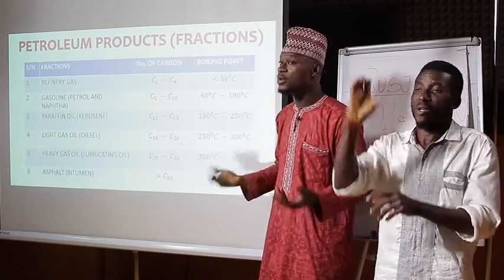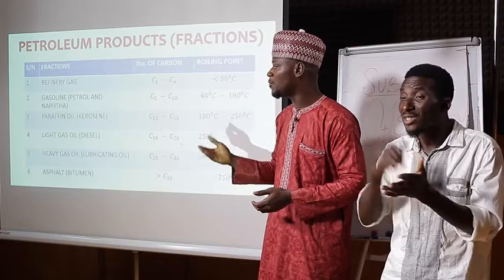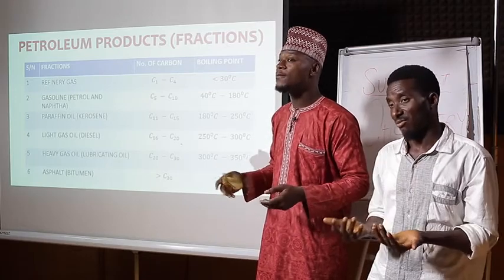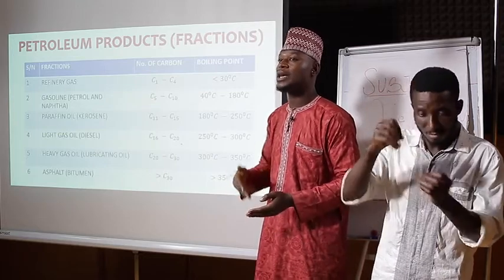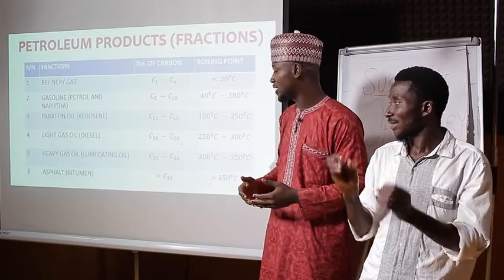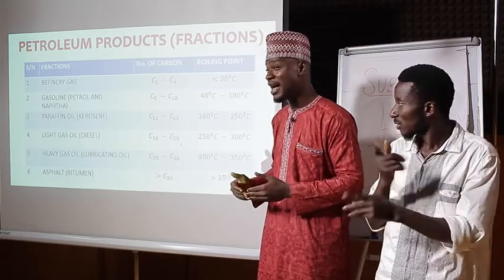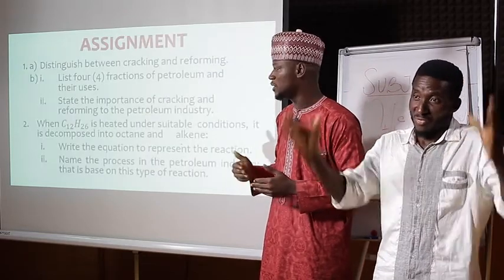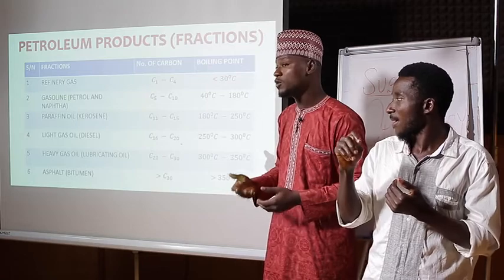Then the second fraction is the petrol that we use for our generators and our cars. It has carbon from 5 to 10, and it is used for our cars and for our generators. Then we have kerosene as another fraction. This kerosene is used for our lanterns as well as our stoves. We have the light gas oil, which is called diesel. This diesel is collected within the temperature of 250 degrees Celsius to 300 degrees Celsius, and it is used for our buses, trains, and so on. Heavy vehicles use it. And then finally, we have the bitumen and the lubricating oil, which are also very important.